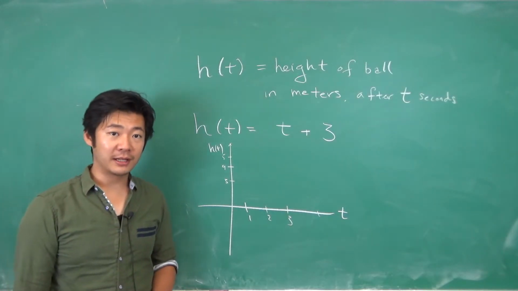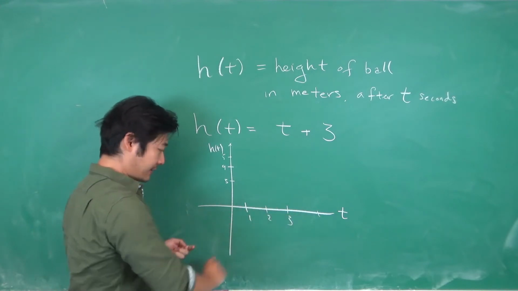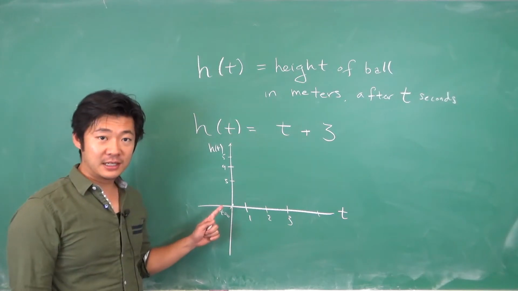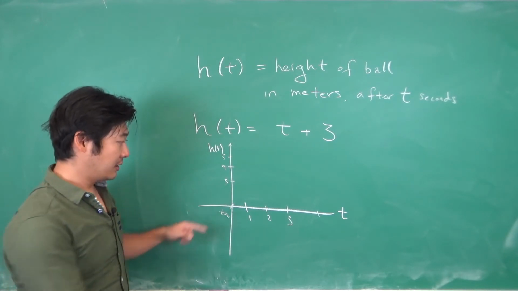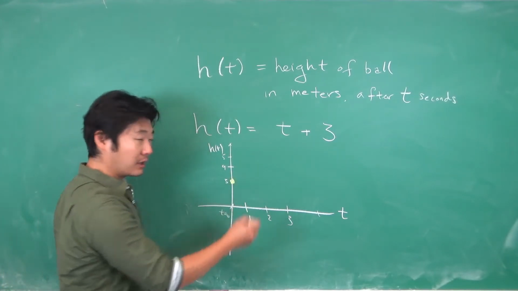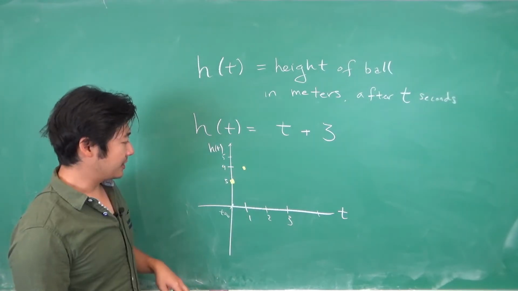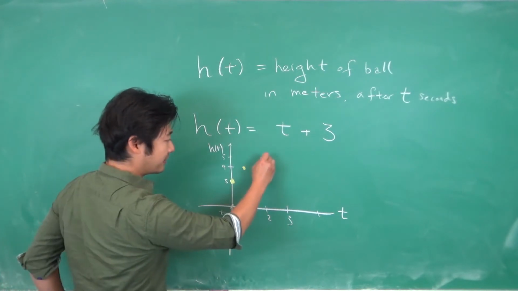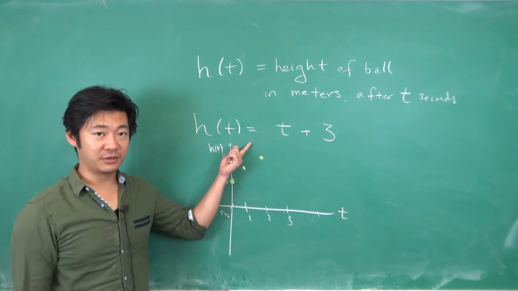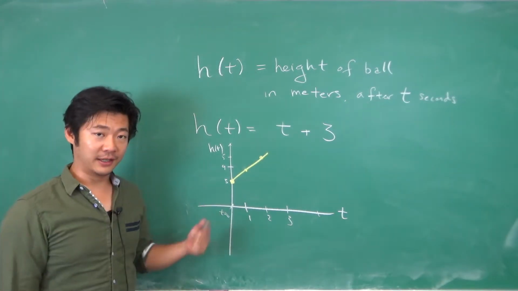So how to plot these functions is you look at the t-axis, and we're saying that at t equals 0, the height is 3. So at t equals 0, this will be at 3. At t equals 1, this will be at 4. At t equals 2, this will be 2 plus 3, so this will be 5. And actually, this is an equation of a line, so you can just connect the dots by a straight line, like this.